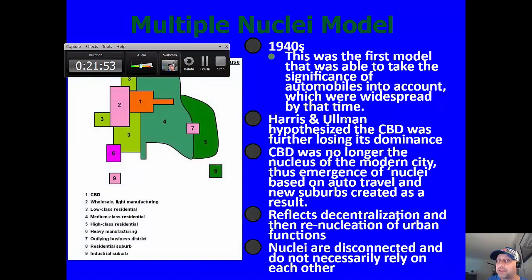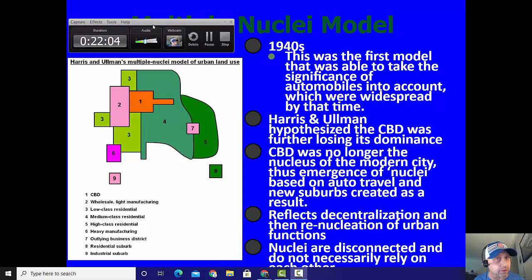Well, this was a model that was able to take really the significance of automobiles into account for the first time. Because only by the 1940s were automobiles so widespread that they were affecting city growth. Up until then, it was usually other types of transportation that were influencing the growth more. This model is developed by Harris and Ullman. These are two geographers that work together, and they hypothesized, hey, if the CBD was less important under the sector model, we assume it's going to become even less important as time goes by with the development of the auto. And that's exactly what happens.